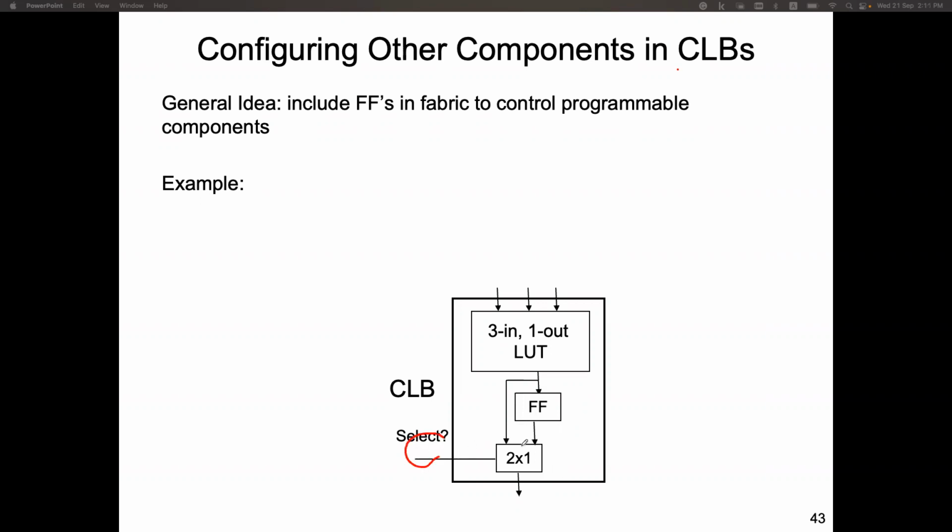So if the select signal is high, you select the flip-flop output. If not, you select this output, the combinational output. You bypass the flip-flop. The general idea is to include flip-flops in the fabric. I would call it the fabric of the FPGA, like a woven fabric, to control programmable components. So the flip-flop is also programmable in the sense that it can be used or can be bypassed.